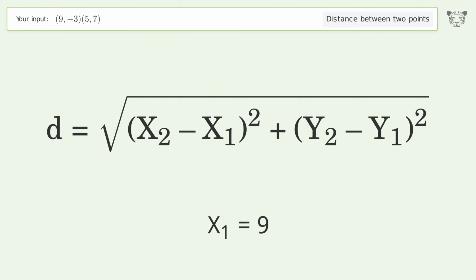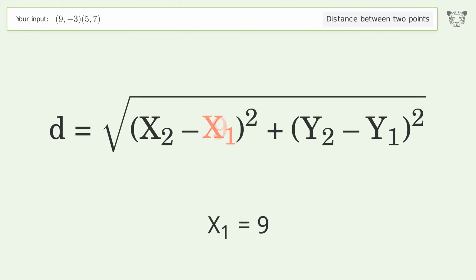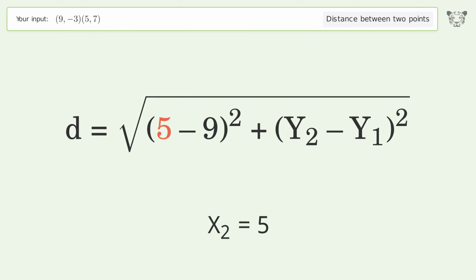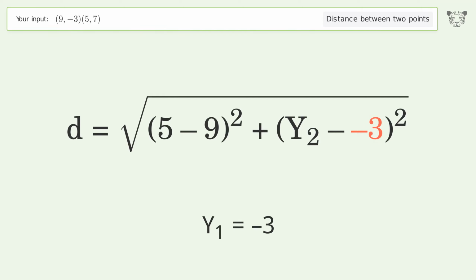x1 equals 9. x2 equals 5. y1 equals -3. y2 equals 7.